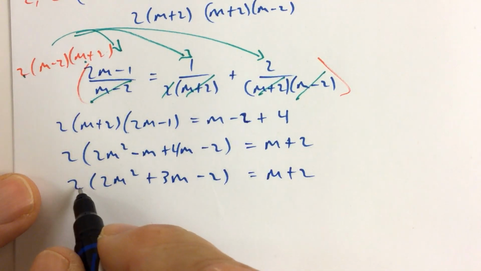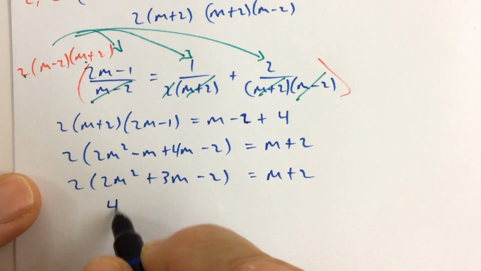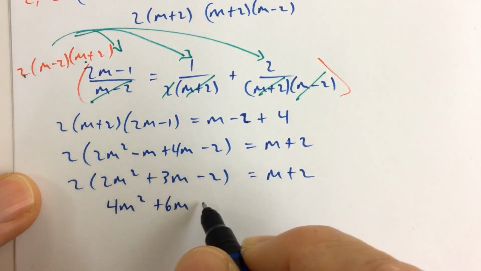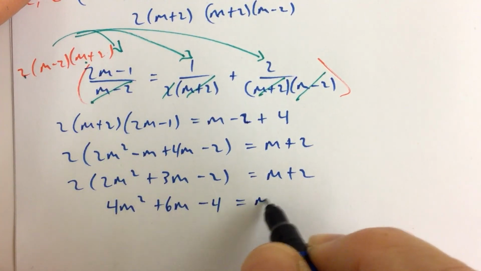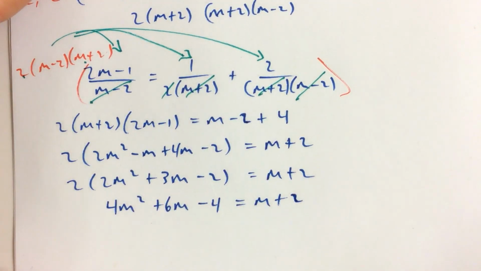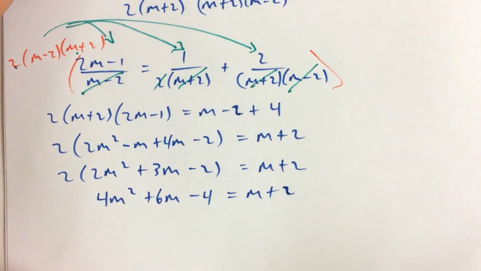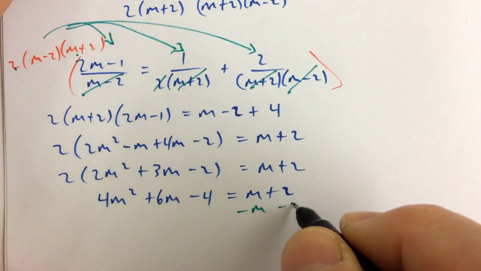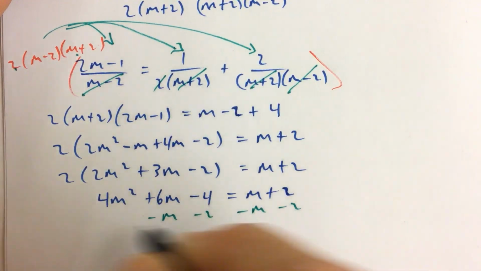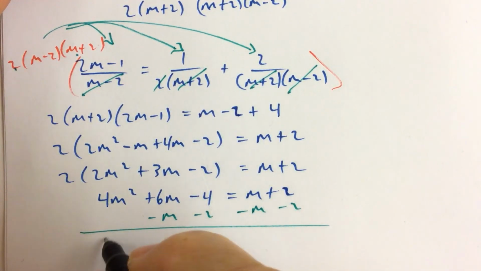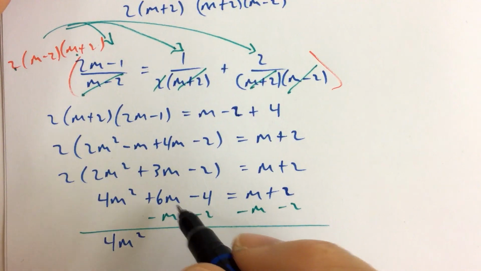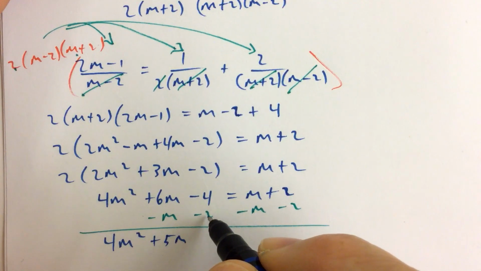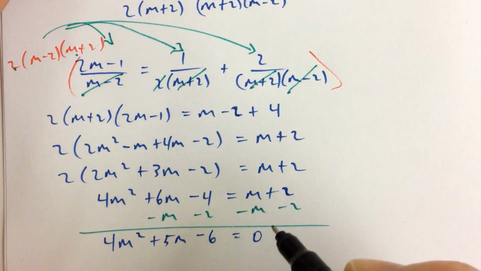Now we're going to distribute this 2 to all 3 terms. 2 times 2m squared is 4m squared. 2 times 3m is 6m. And 2 times negative 2 is negative 4, equals m plus 2. Now this is a long problem. We want to gather all the terms to one side, so we subtract m and subtract 2 from both sides. So we get 4m squared, collecting like terms, 6m minus 1m is plus 5m, and then negative 4 minus 2 is minus 6, equals 0.